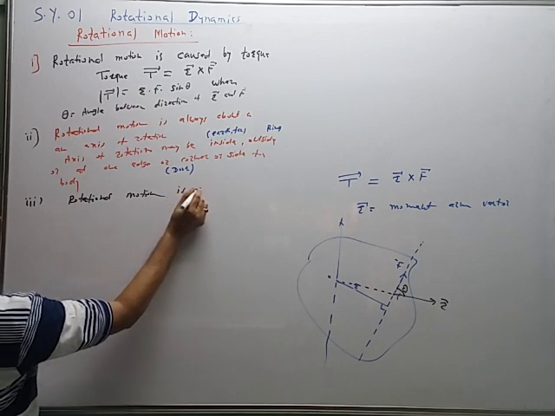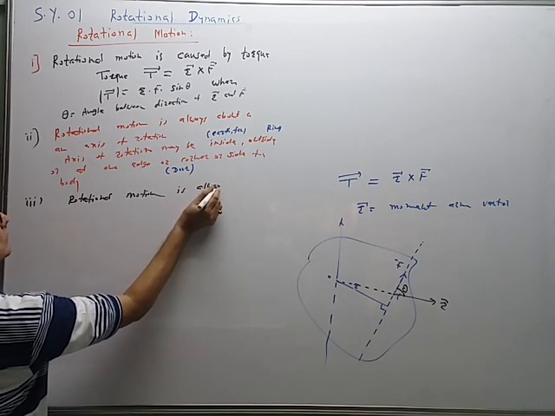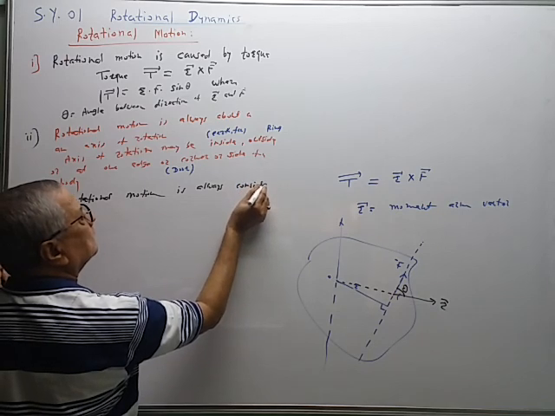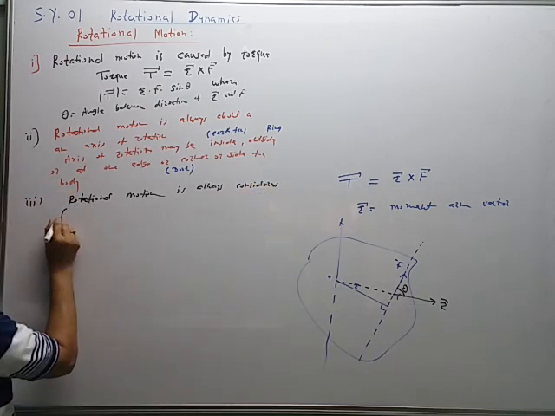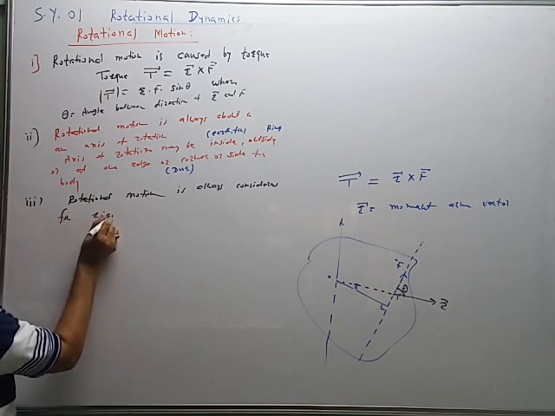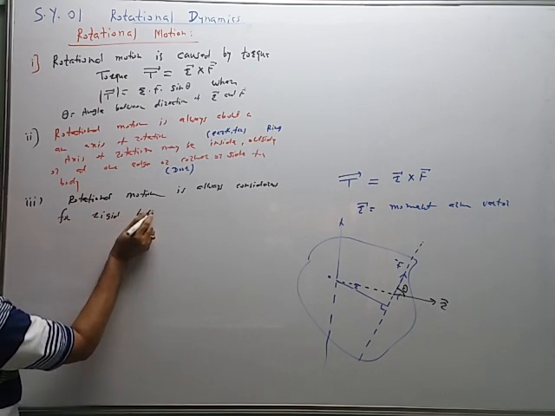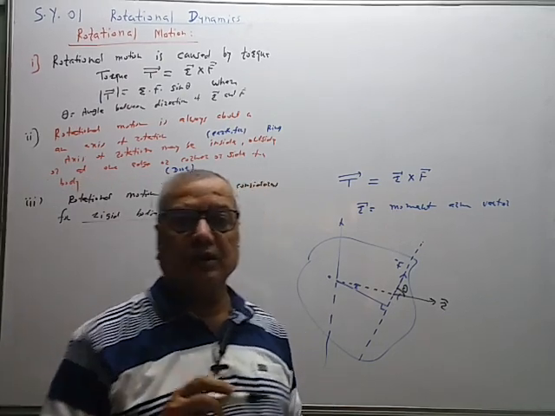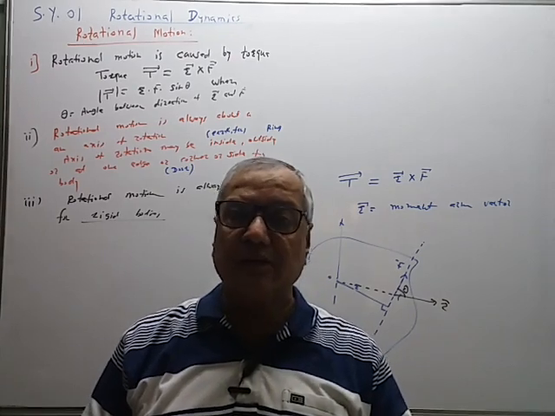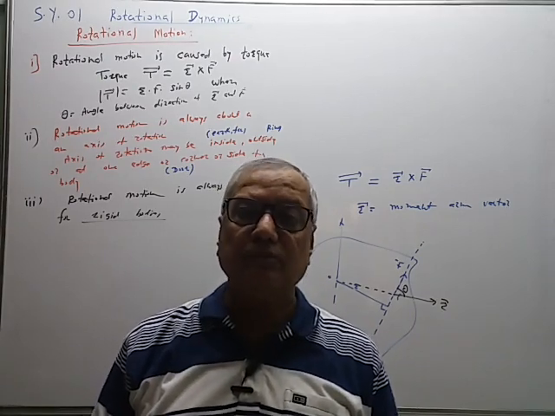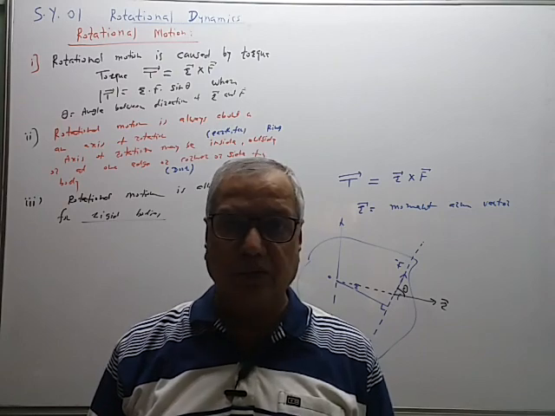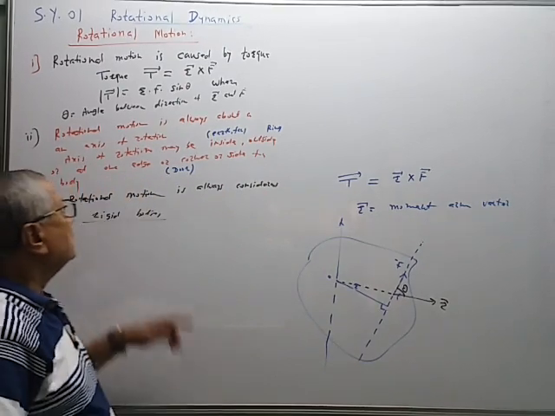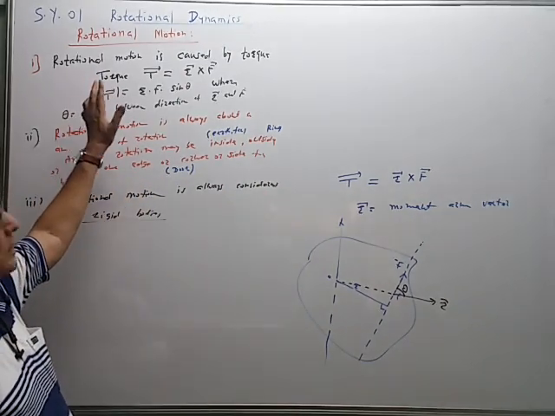Rotational motion is always considered for rigid bodies. Generally, solids are rigid bodies. Liquids and gases are not rigid bodies because the separation between the gas molecules changes continuously due to random motion. So, these are general points that we have seen last year.